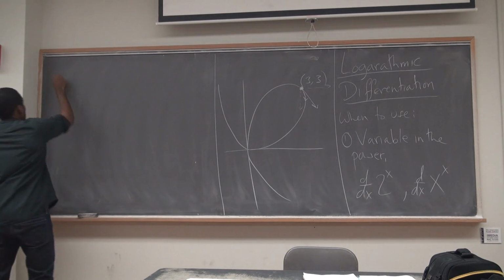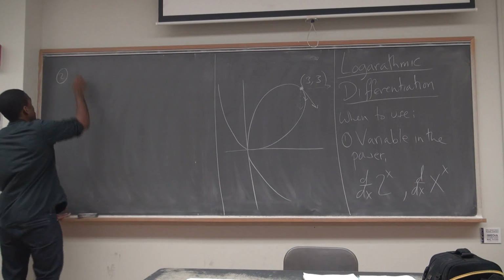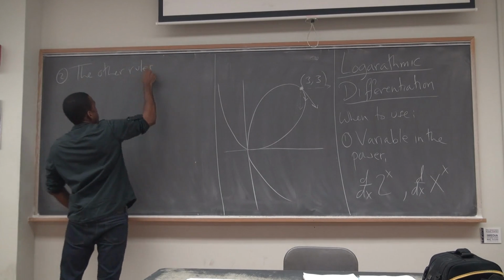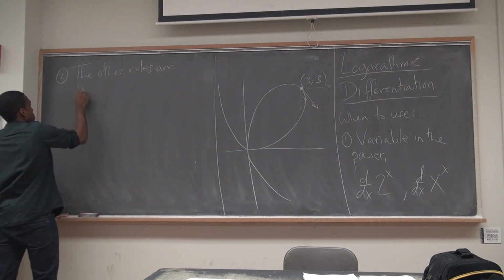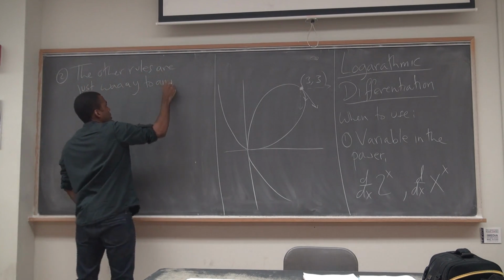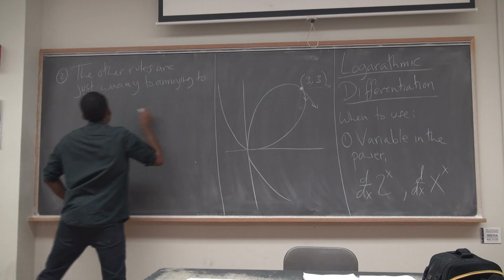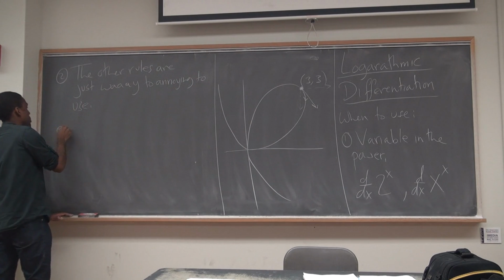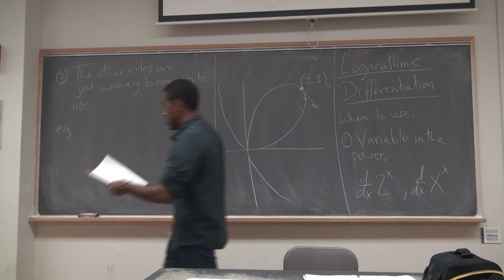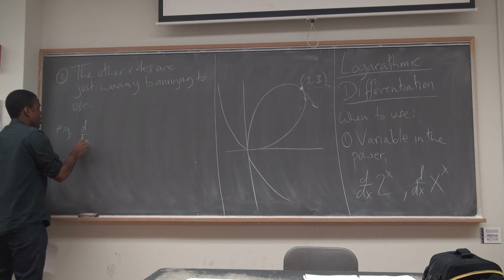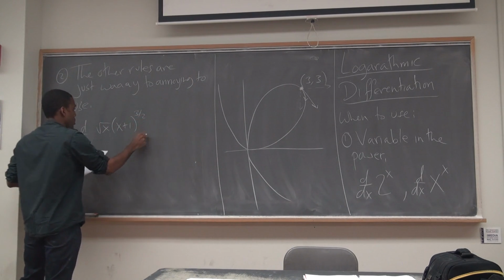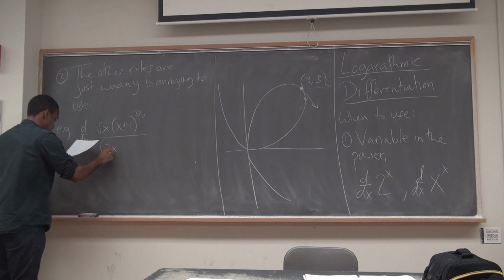There's another situation where we want to use it: when the other rules are just way too annoying to use. I'll give you an example of that as well, like if I ask you to differentiate this, and of course something a lot messier. Don't want to scare you too much at this point.